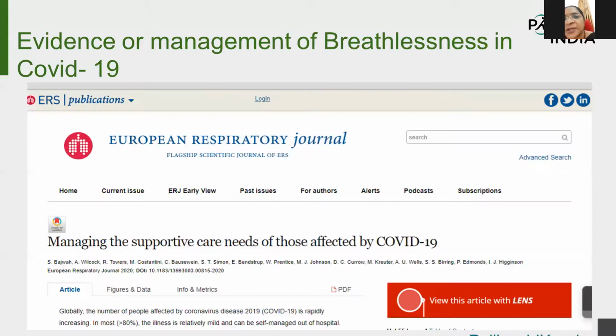Next slide, please. So what is the evidence for management of breathlessness in COVID-19? This paper, on managing the supportive care needs of those affected by COVID-19, I would like to bring to your attention, has as one of its authors Andrew Wilcock, who is the author of the Palliative Drug Formulary. So these are all guidances. As my colleague said earlier today, these can't be called guidelines. They are guidances, which people have put forward from their clinical experience and what we have tried in other patients. So this is one of the guidances. Next slide, please.